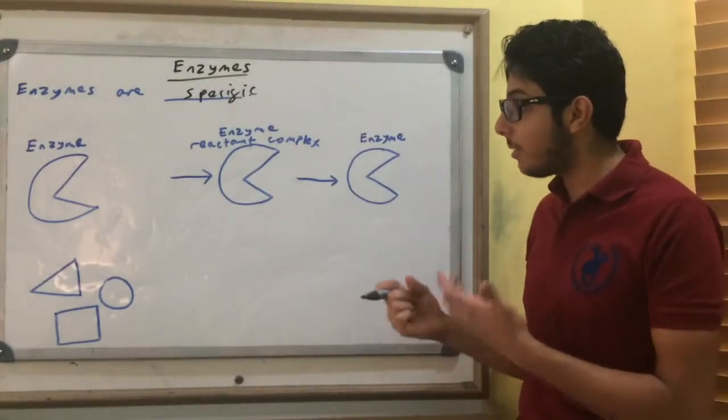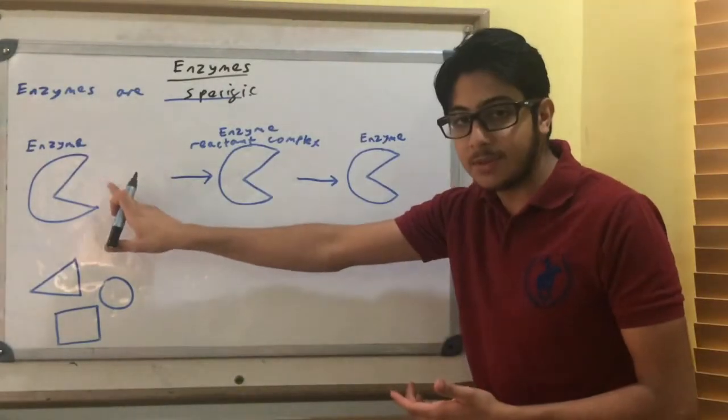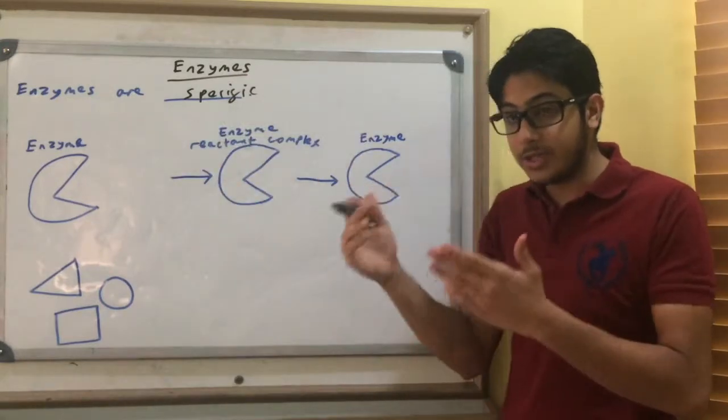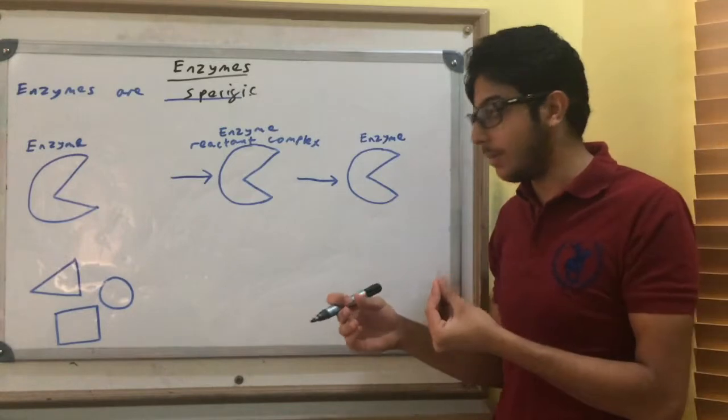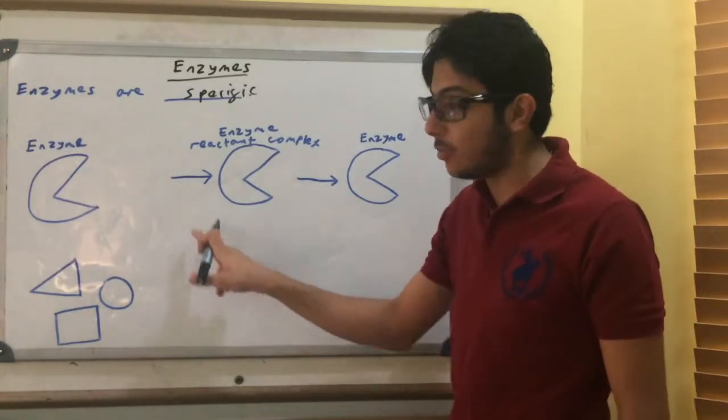Why are they so specific? Because their shape is specific. Okay? The long chains of amino acids fold to form a molecule with a specific shape. And this specific shape is really important.